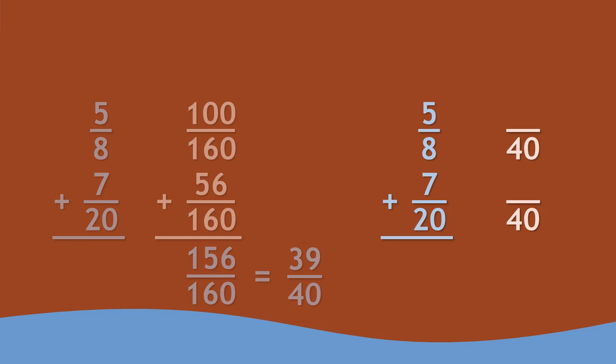Okay, so here we have our common denominators. So now we again need to figure out what we multiply these numbers by in order to get that denominator. So for 8, we multiplied 8 by 5 in order to get 40. So 5 times 5 is 25. Now with 20, we multiplied that times 2 in order to get 40. And so 7 times 2 is 14. So now we can add these two fractions together, and we get 39 over 40. And 39 over 40 is written in its lowest terms.